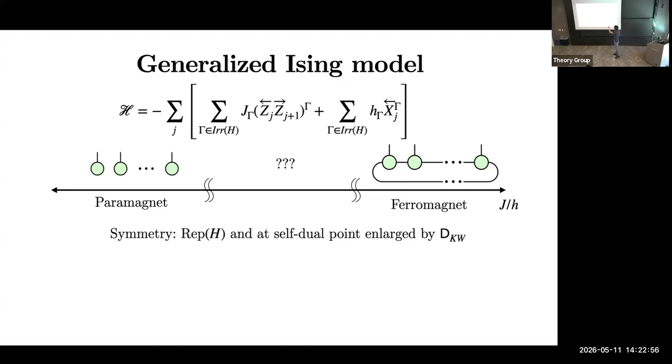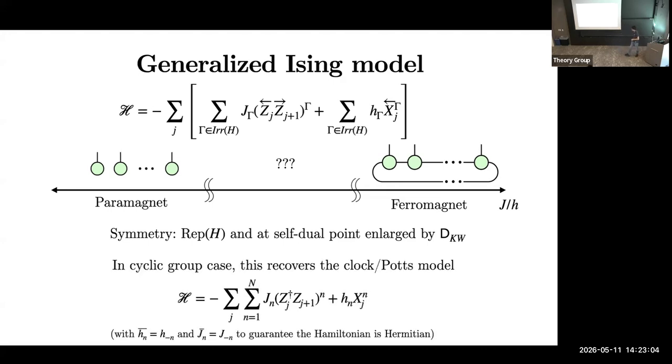And when these two terms are equal, you actually get a self-duality, which is enlarged by this operator D, which I wrote down explicitly. And if you restrict to the cyclic group case, this is exactly what covers the clock and the Potts model. So our model is a generalization of the Ising model, the clock and the Potts model, to this non-abelian case, and in particular to this Hopf algebra, where the two sides are mapped by this generalized Kramers-Wannier duality.